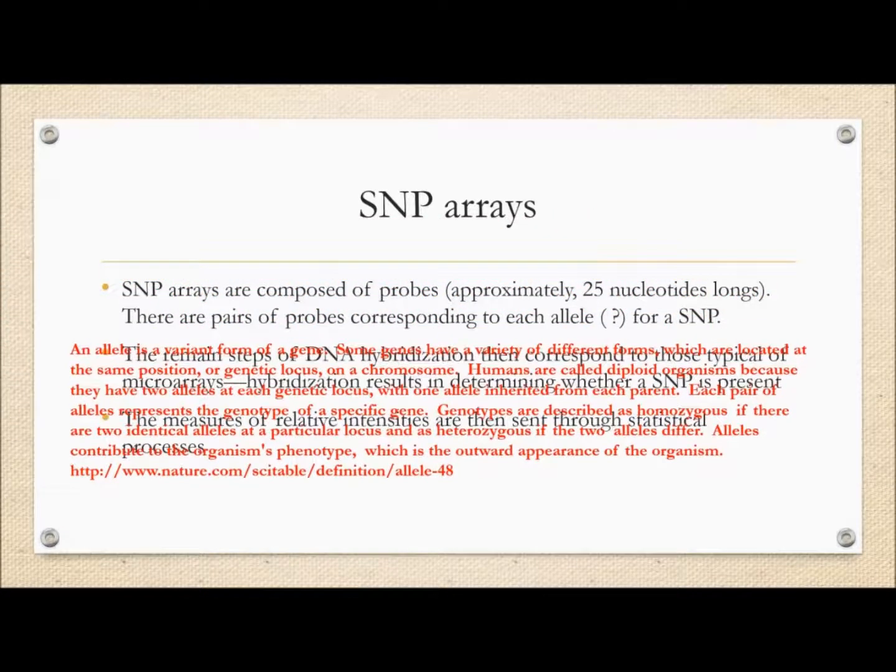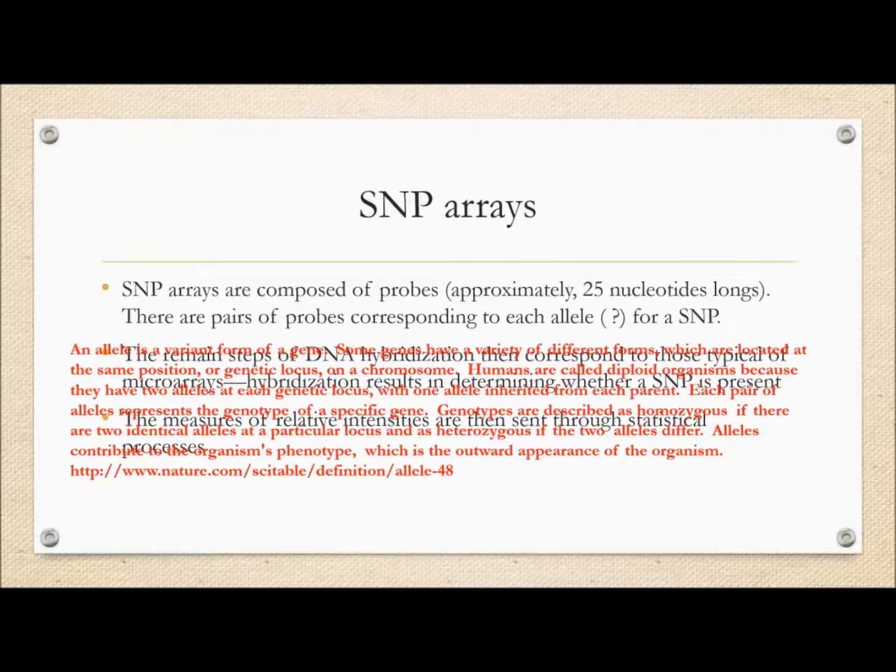So what is an allele? An allele is a variant form of a gene. Some genes have a variety of different forms, which are located at the same position or a genetic locus on a chromosome. Humans are called diploid organisms because for each genetic locus associated with each trait, we have two alleles. Each allele comes from one parent.